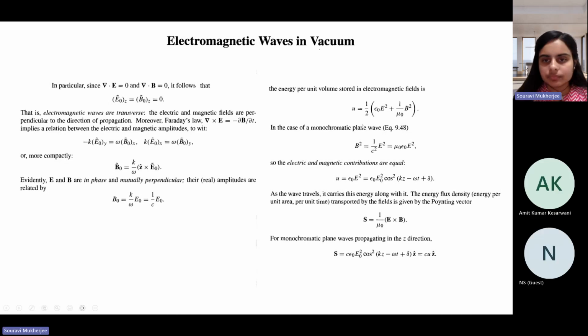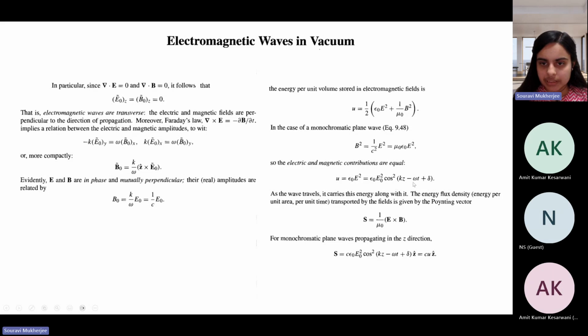Okay, and now in the case of a monochromatic plane wave, you make use of the relation between electric and magnetic fields, and you get something like this. So this is your energy density, energy per unit volume, of your electromagnetic fields. Now if you calculate the Poynting vector, which is given as 1 by mu naught E cross B.